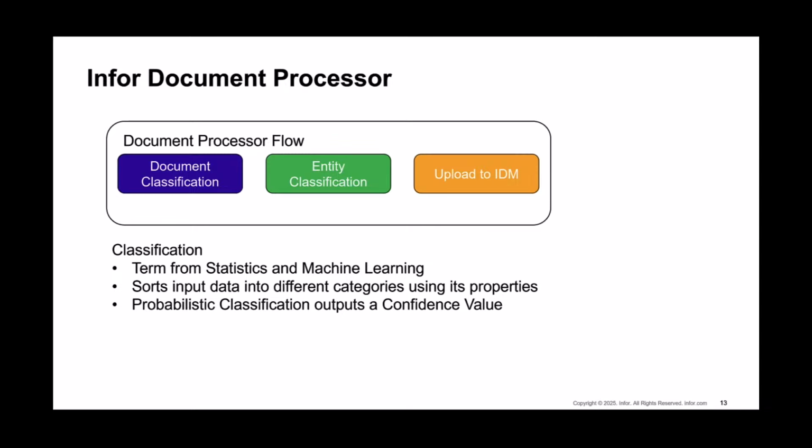Next, we have entity classification. This is once you've identified what type of document it is, now go and classify the key value pairs or entities within that document. So within the invoice document, for example, go and give me the invoice number, the invoice date, the payment amount, and so on and so forth. That's what entity classification is.